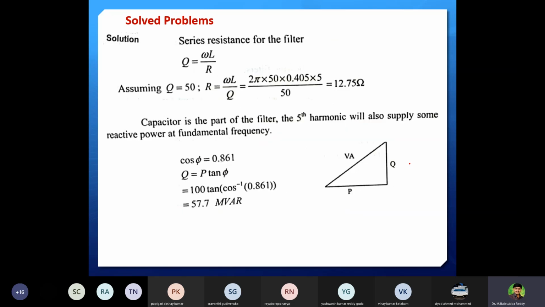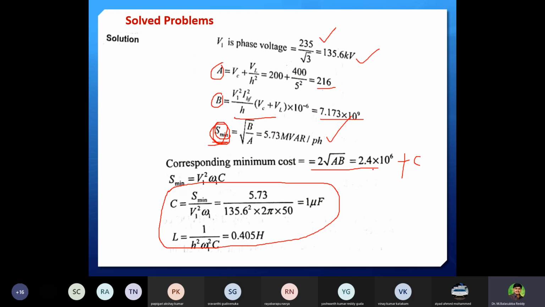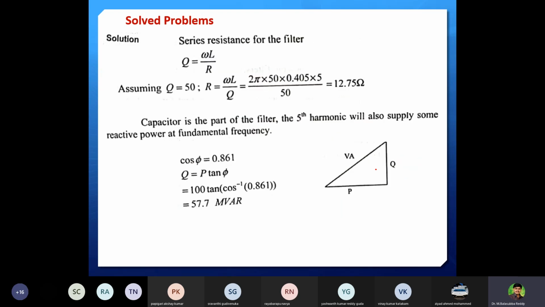Now another thing is the series resistance, because R was not designed previously and the cost was not involved. So we make use of the Q equal to X by R formula. Assume Q is 50 and R is equal to omega L by Q, then we get 12.75 ohms as our R value.